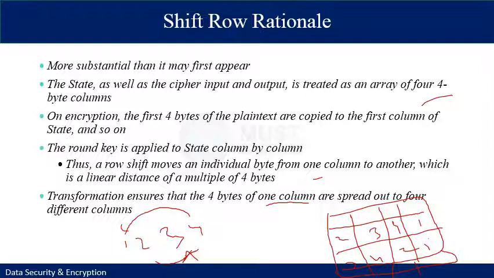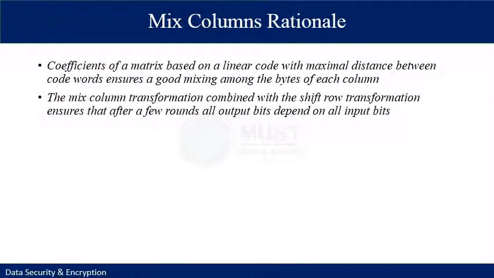So every column will have different values than the initial state. Similarly, the mix column rationale gives us the coefficient of the matrix based on a linear code with maximal distance between the code words, which ensures a good mixing among the bytes of each column. The mix column transformation is combined with the shift row transformation, which ensures that after a few rounds all output bits depend on all input bits. The multiplication by these coefficients involves at most a shift and an XOR.